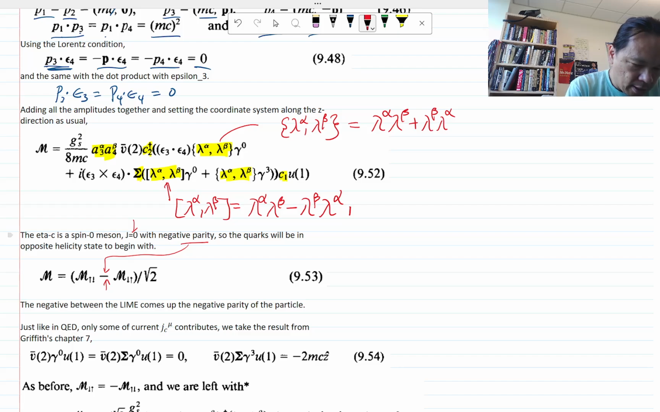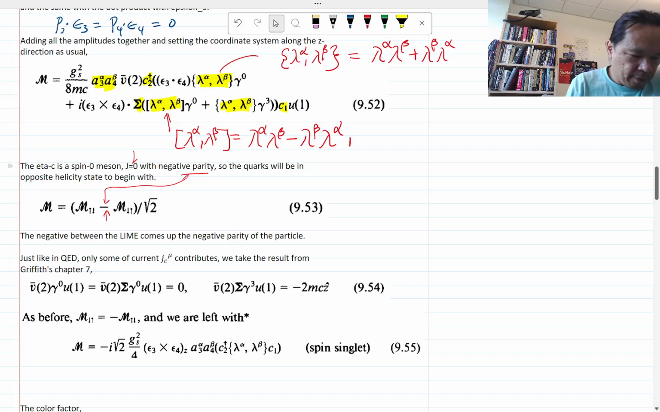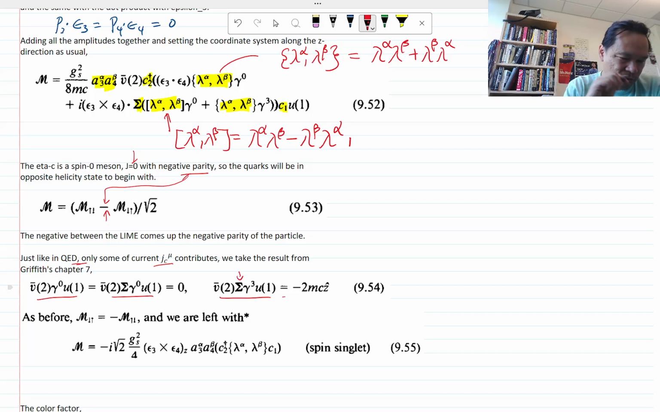Because of this negative parity, which we're going to talk a lot more about coming up in chapter 11 when we deal with the weak force. Just like QED, when we did the annihilation process with e plus e minuses, some of the currents contribute, some of them are 0. Griffiths also did all of this, where you found that these currents are 0. The non-zero current, so this is a summation sign, he writes up the summation signs. This is actually the only part that's not 0.